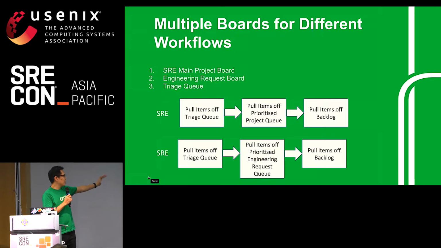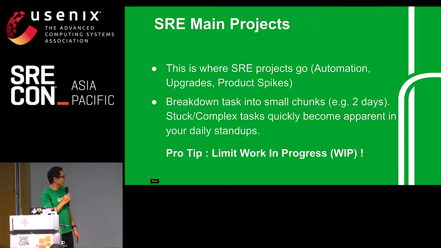So we have SREs picking stuff off the triage queue, which is the really important stuff, and then going to the project queue or the engineering request queue. Those are prioritized every week, and then if there's nothing there, which is unlikely, they'll go back into the backlog and pick something up. This seems to be working for us.